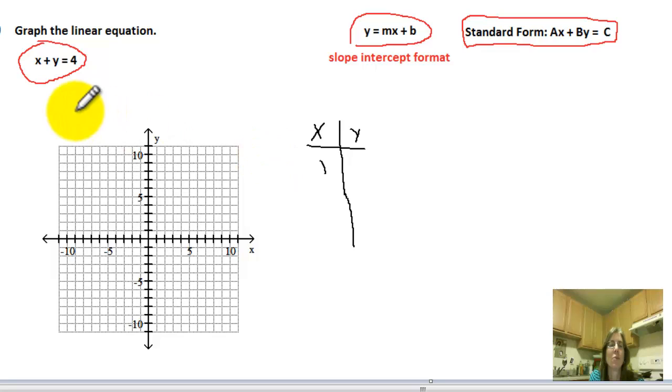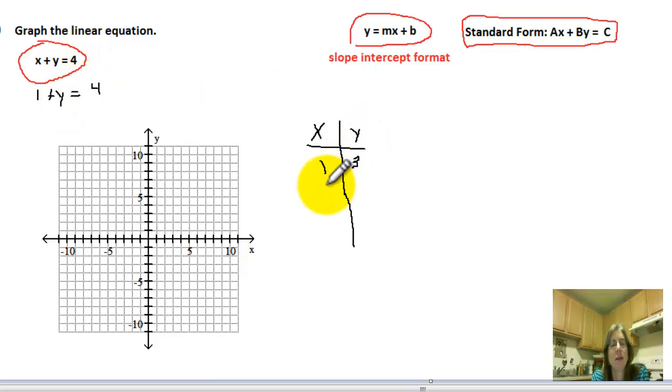If I plugged in a value of 1 for x, 1 plus y equals 4. Let me think. What do I add to 1 to get 4? And of course, what you add to 1 to get 4 is 3. So y has to be 3 in order to get the answer of 4. So you can do that with this one. You can also rearrange this equation so that it's already equal just to y and not equal to the 4. But we'll continue in this way for now.